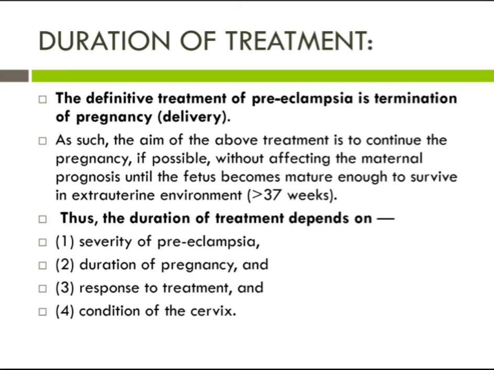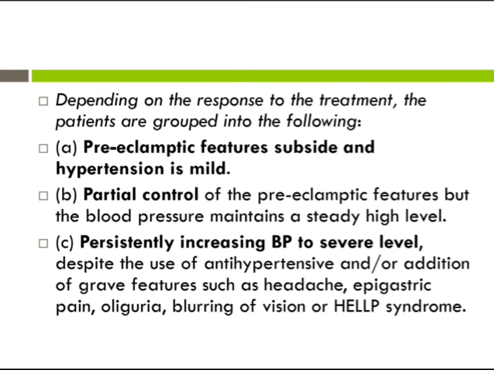Thus, the duration of treatment depends on 1. The severity of preeclampsia, 2. Duration of pregnancy, 3. Response to treatment, 4. Condition of the cervix. Depending on the response to the treatment, the patients are grouped into the following. A. Preeclamptic features subside and hypertension is mild. B. Partial control of the preeclamptic features, but the blood pressure maintains a steady high level. C. Persistently increasing blood pressure to severe level, despite the use of antihypertensives and or addition of grave features such as headache, epigastric pain, oliguria, blurring of vision, or HELLP syndrome.